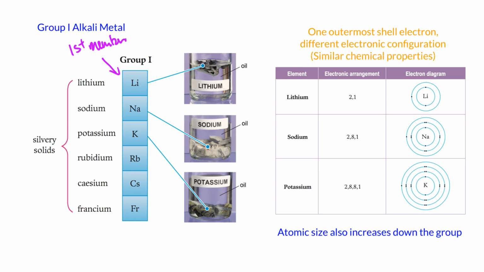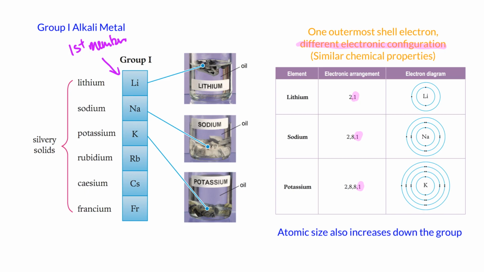All these are grouped as group 1 metals because you can refer to the electronic configurations. All of them have 1 electron in the outermost shell. However, they have different electronic configurations, because lithium has 2 occupied shells, sodium has 3, and potassium 4. Even though they have the same number of outermost shell electrons, they have different electronic configurations.